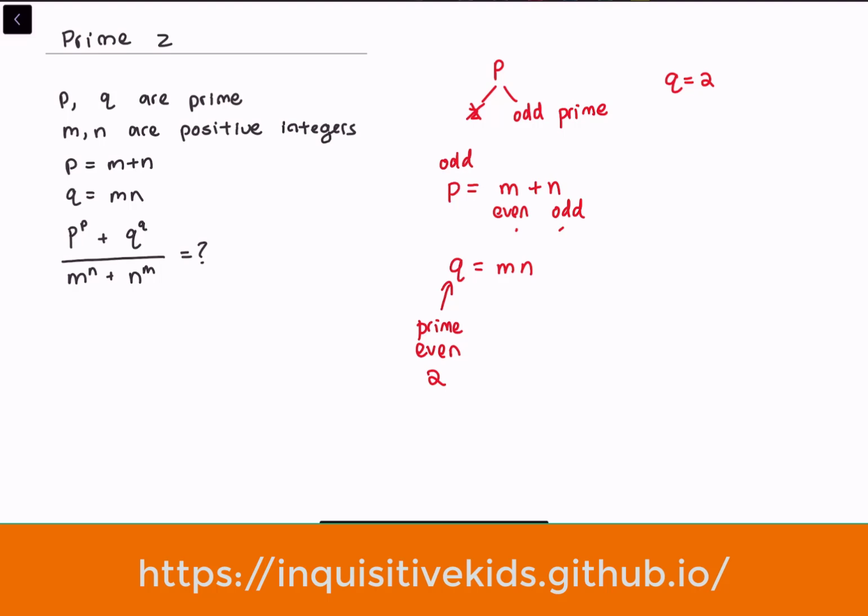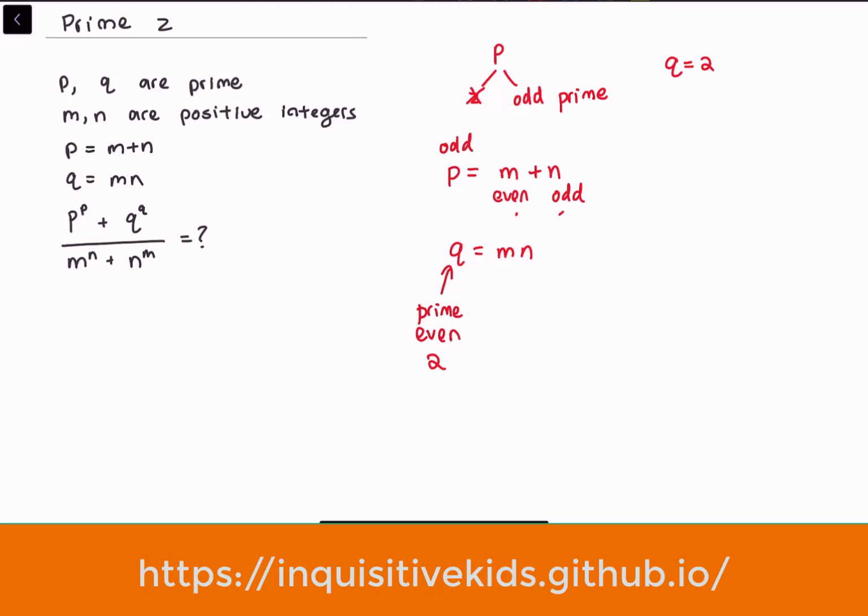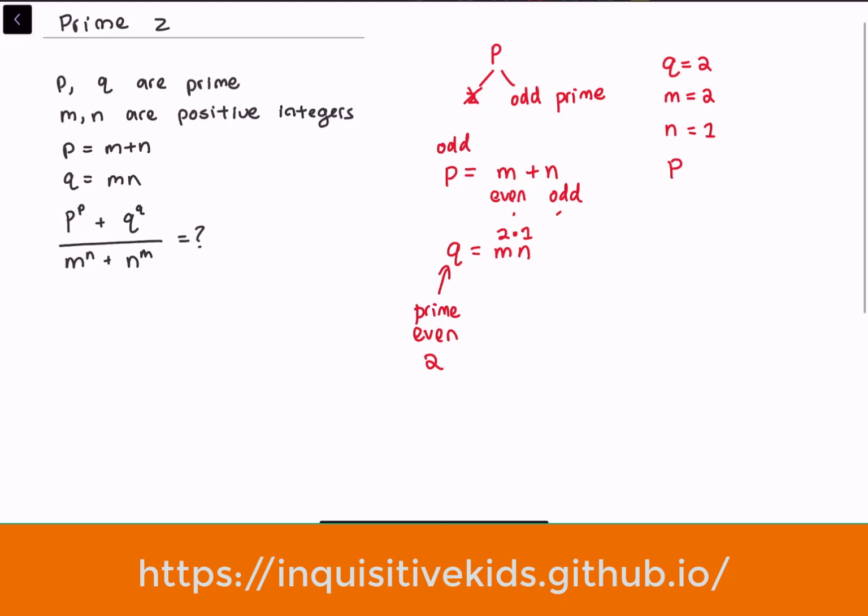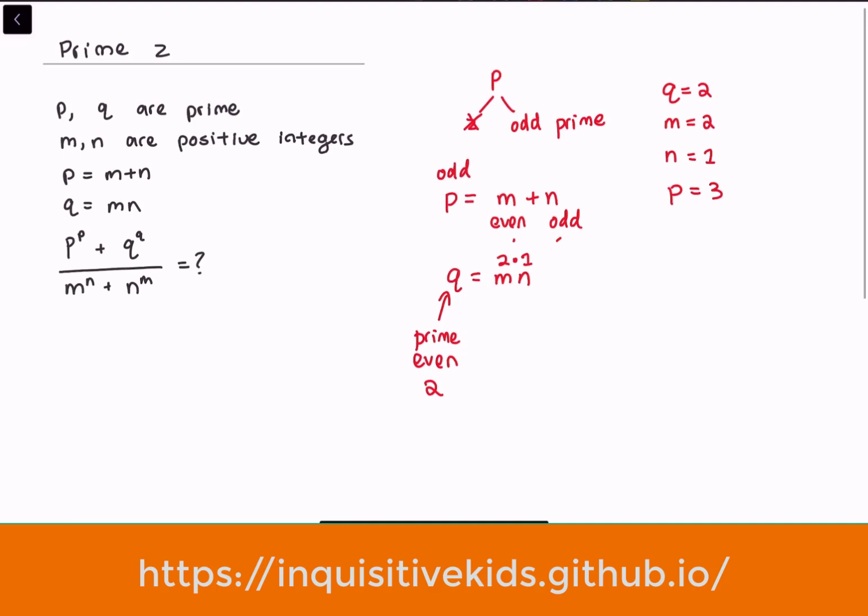If Q is equal to 2, M and N must be 1 times 2. So let's say M is 2, and N will have to be 1. Because we know the values of both M and N now, we can find P. P is their sum, which is 3. So now we have the values for these 4 digits, which means we can substitute these values into the expression.